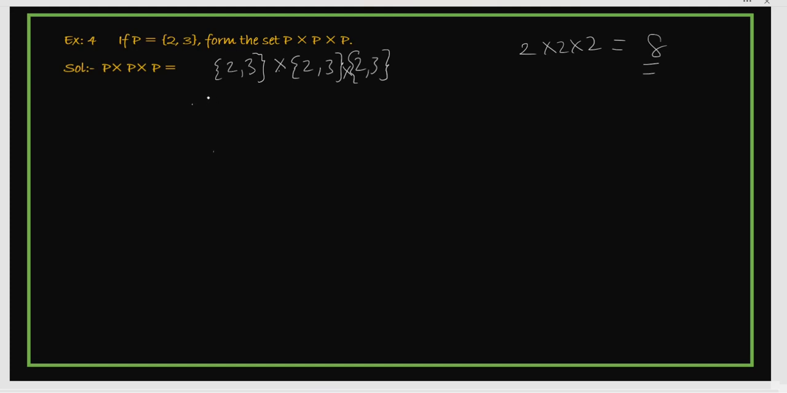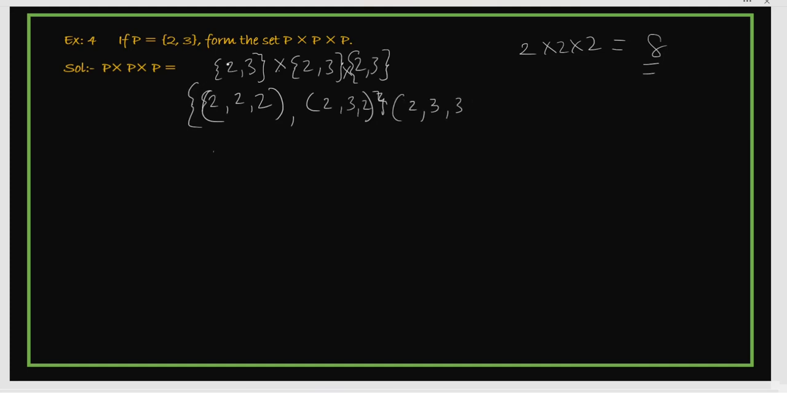Now, how do you write this? 2, 2, and 2. All the first elements. Start with 2, you will get the first triplet. This is a triplet. Remember that. 2, 2, 2. Next 2, 2, 3. That means you take the first element, first element, first element. Then first element, second element of the second set, and first element of the third set. Then 2, 3, and 3.